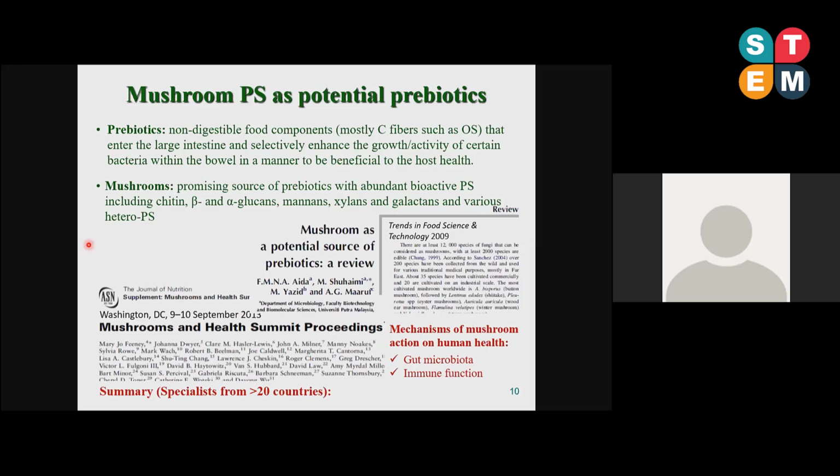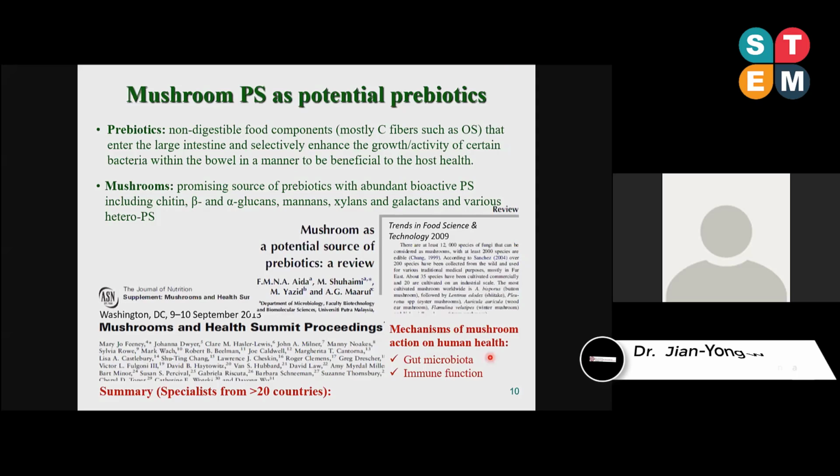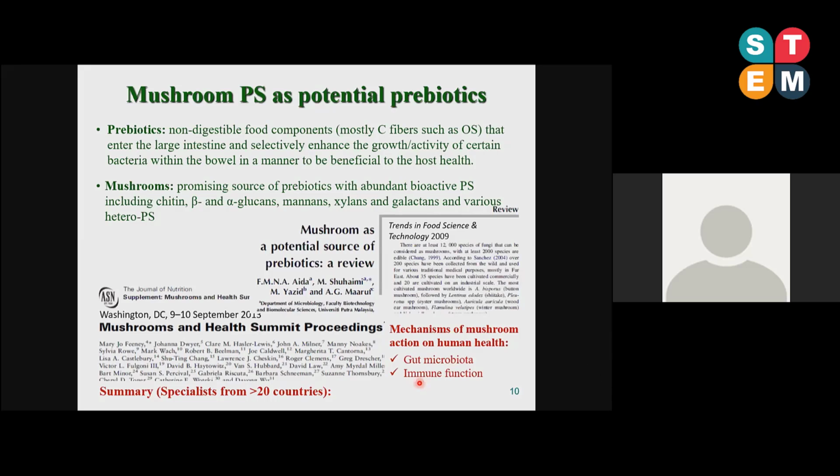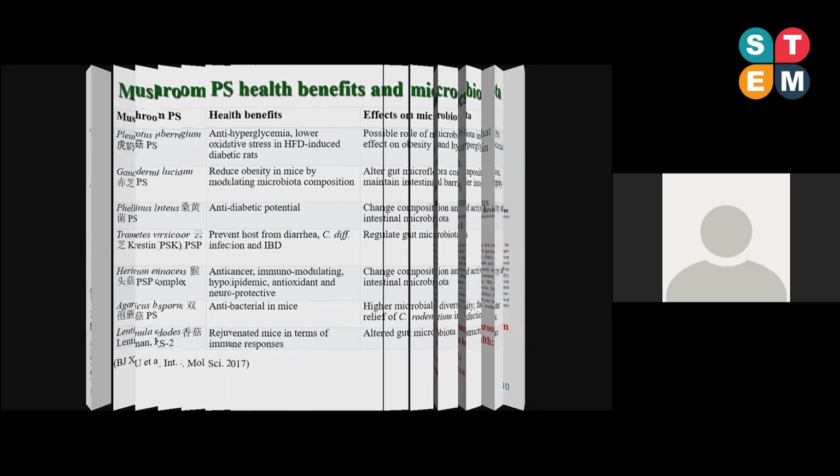So now this is the meeting summary. The summary concludes that the beneficial effects and functions of mushroom are associated with the gut microbiota, and also the immune functions are related to the microbiota. Of course, the immune function of mushroom is mainly attributed to the polysaccharide.